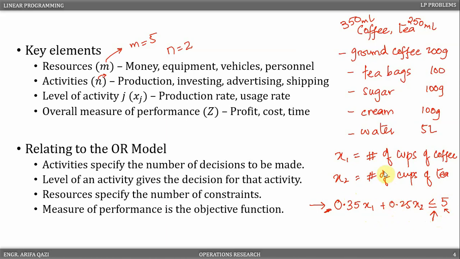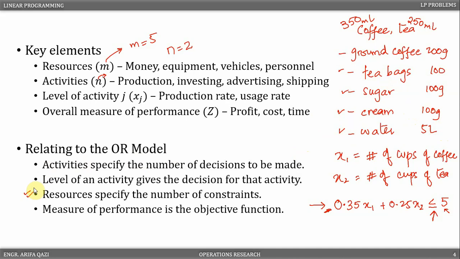In this way, we can make a constraint for each of these resources. And in essence, each resource will have its own constraint, because if any one of these resources is depleted, we will not be able to make the finished product anymore. For example, if we run out of water, then we can neither make tea nor coffee anymore. Similarly, if we run out of tea bags, we can no longer make tea, and so on. So the number of resources that we have is going to specify the number of constraints of our problem.